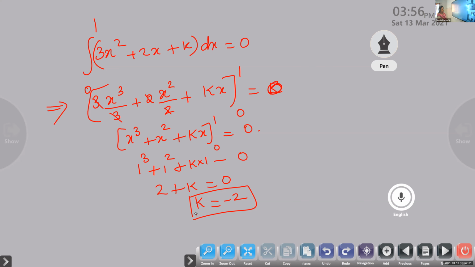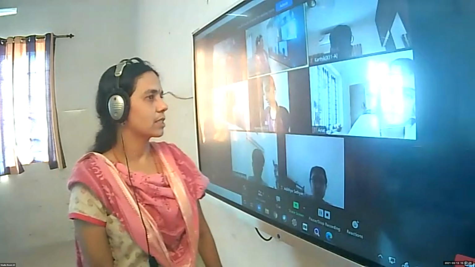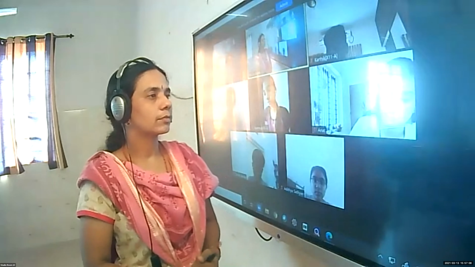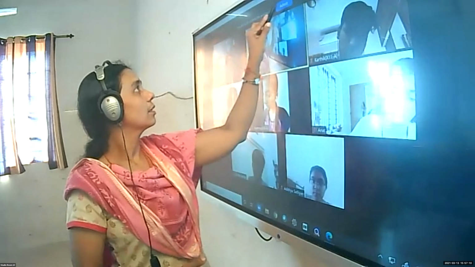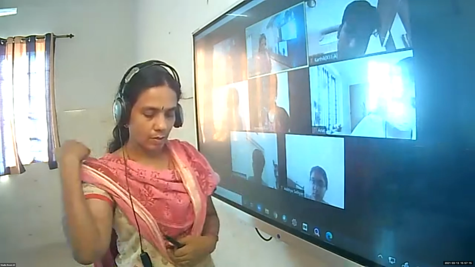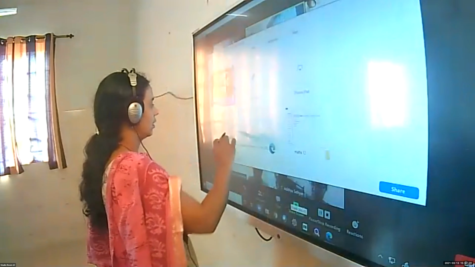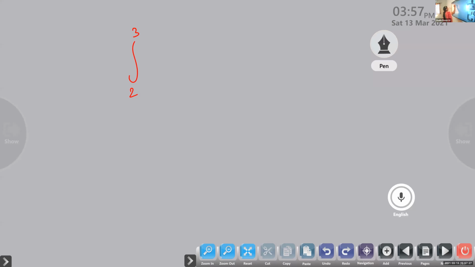Write the next one. See, next one you are going to solve. You have to solve and give the answer. Write down. Integrate 2 to 3, e raised to minus 4x into dx.